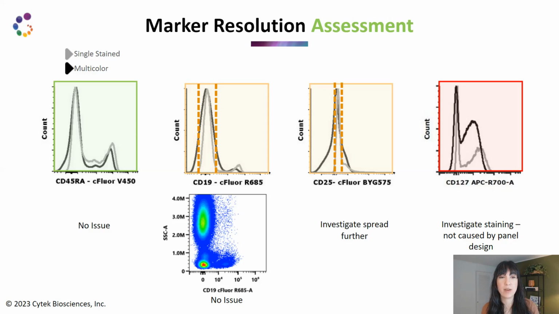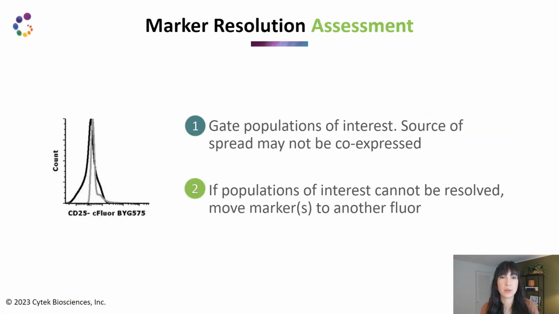So let's look at CD25, and we are going to figure out what the next steps would be to investigate this. The next step would be you're going to gate every population of interest in your panel, because it may turn out that the source of the spread may not be co-expressed with our markers. So for CD25, maybe the spread is coming from cells that are not CD25 positive. However, if you go through and gate out all of your populations and you find that you can't find the populations that you're interested in looking at, then you probably need to change your panel at that point.